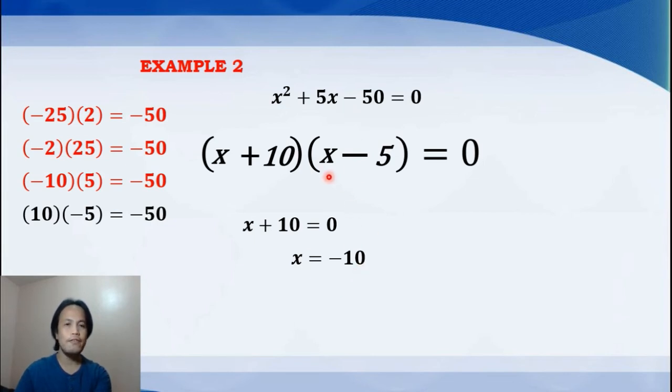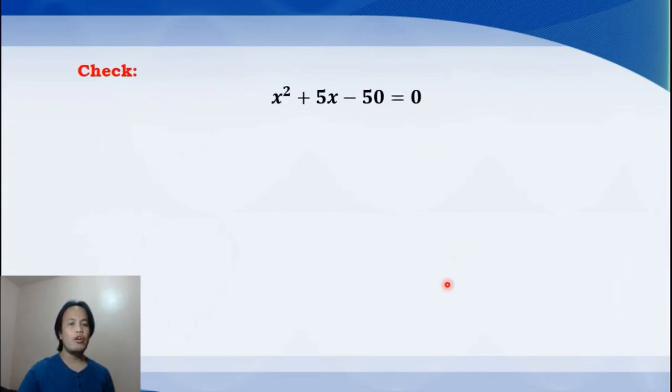Now let's proceed to the second factor, which is x minus 5 equals 0. Now this time, since this is minus, we use addition property of equality. So we will add 5 and we will also add 5 at the right side. So what remains at the left side is x equals 5. So the roots of our quadratic equation x squared plus 5x minus 50 equals 0 are negative 10 and positive 5. Now let's proceed to our checking. Again, we go back to our original equation x squared plus 5x minus 50 equals 0, and the values are x equals negative 10 and x equals positive 5.